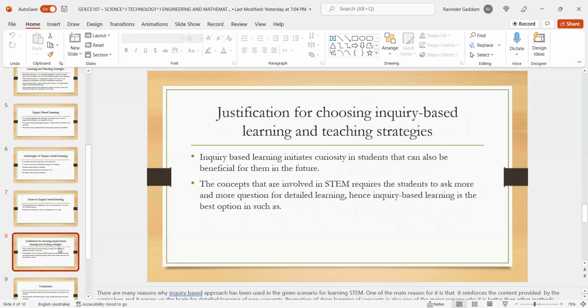Justification for choosing inquiry-based learning and teaching strategies. Inquiry-based learning induces curiosity in students that can also be beneficial for them in the future. With the concepts involved in STEM learning, students ask more and more questions for detailed learning. Hence, inquiry-based learning is the best option.